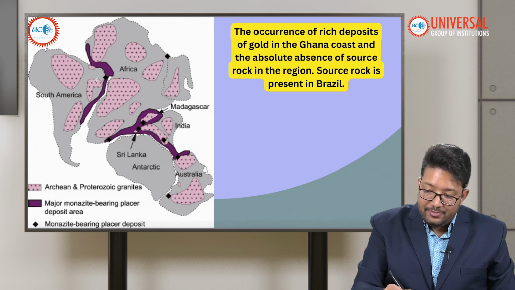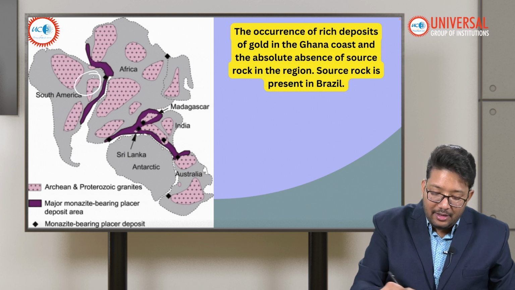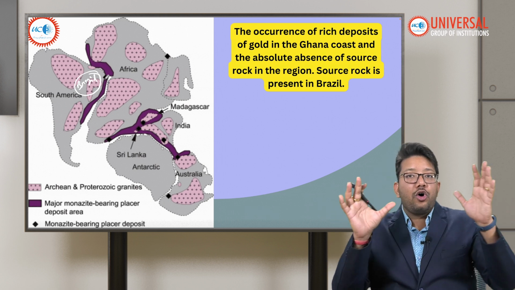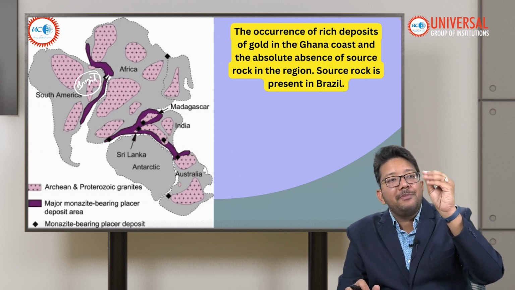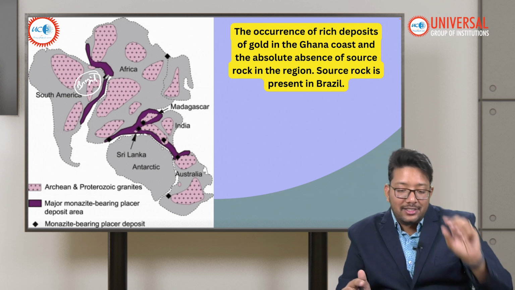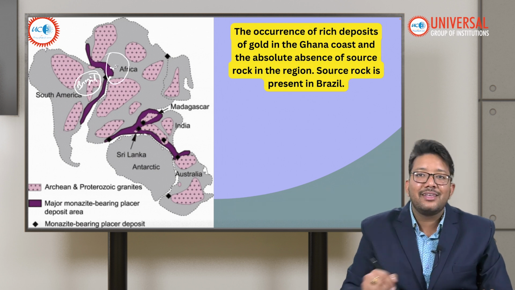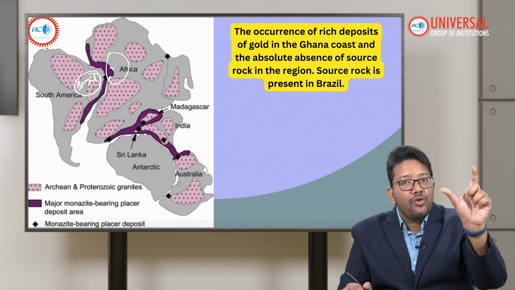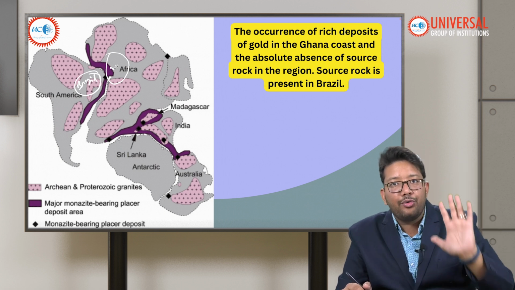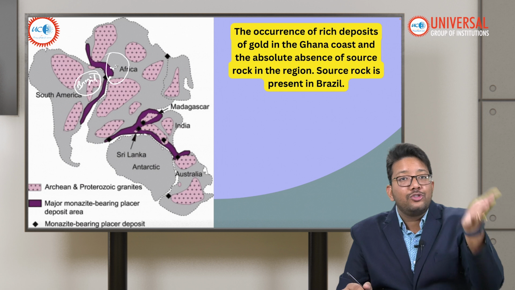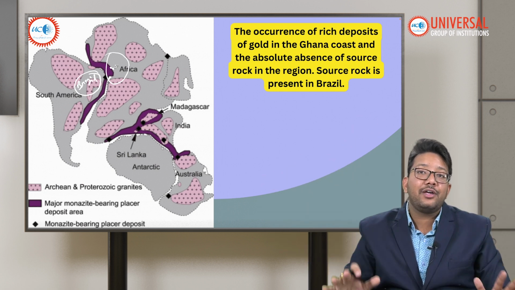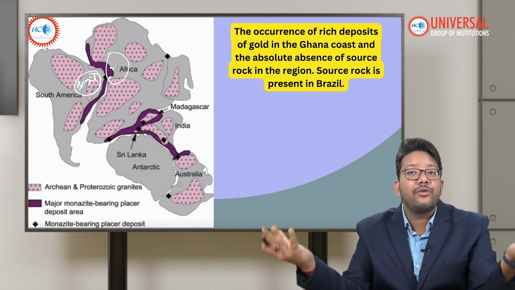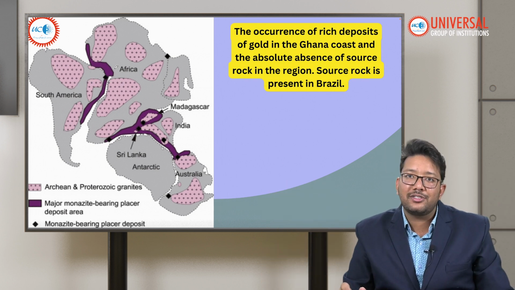What has happened, students, is that we have found the gold deposits in Brazil. Try to understand. We have found the gold rock in Brazil, but we have found the deposits, meaning the gold dust, in the Ivory Coast. Wherever we are finding the gold dust in the Ivory Coast and Ghana coast, we don't have any rocks there. So the rock is present in Brazil and the gold dust is present in the Ivory Coast, in Africa, different continents. How is it possible? That is our placer deposits, the fourth evidence.